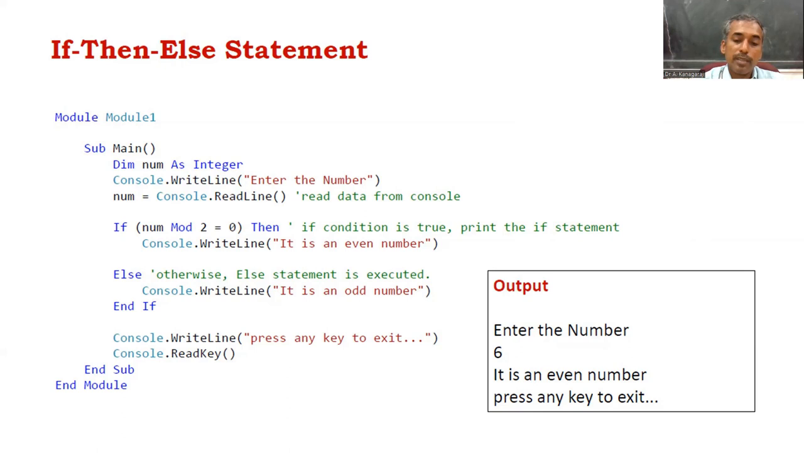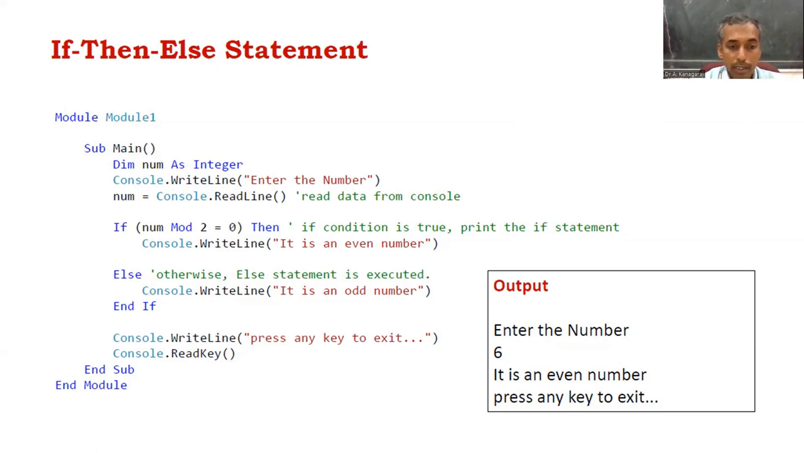Suppose instead of an even number, we gave an odd number, for example, we give 5 for num. What will it do? It will check whether 5 Mod 2 equals 0, true or not. Of course, it is not true. So automatically control will get into the false block. In the false block, we have written Console.WriteLine, it is an odd number. So we will get, it is an odd number.